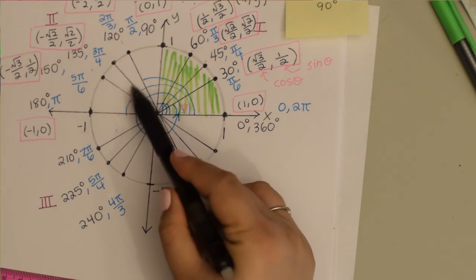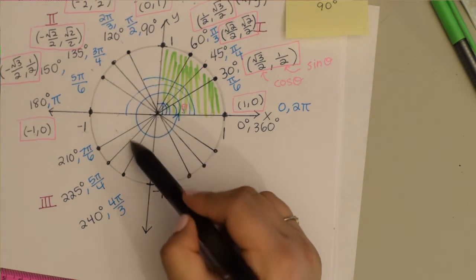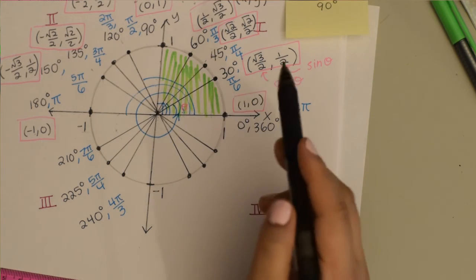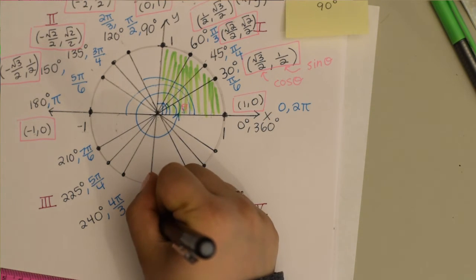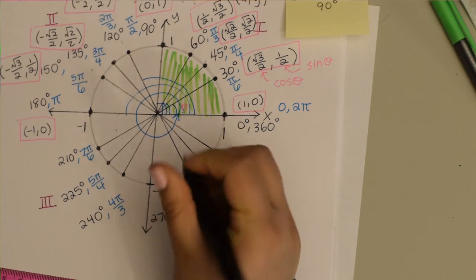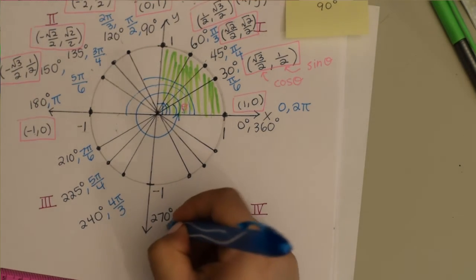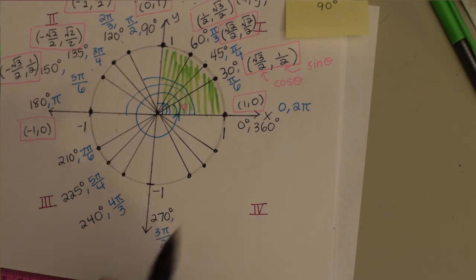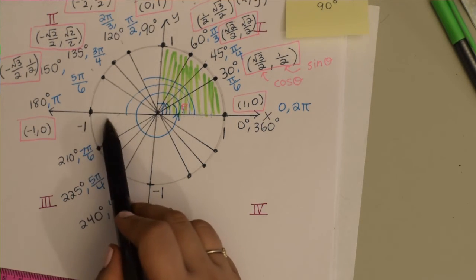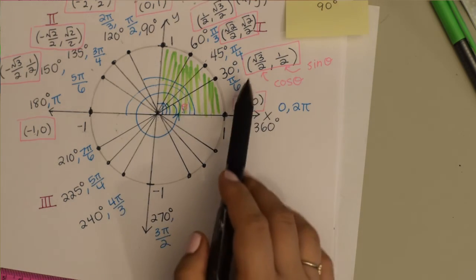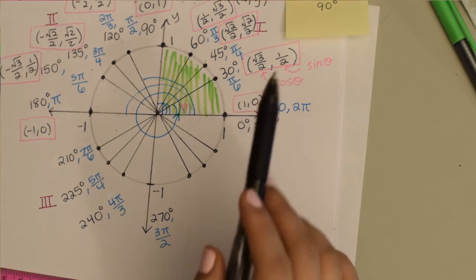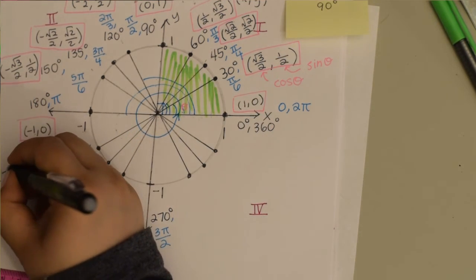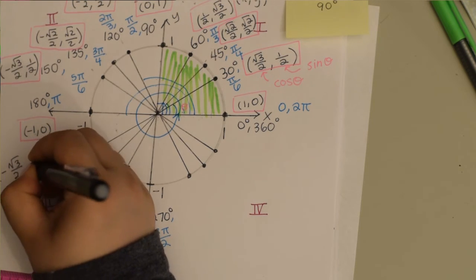This is 270 degrees, right? So we're 3/4 of the way all the way around. So 270 degrees is 3 pi over 2. And our coordinates are just going to be negative x, negative y. So it was root 3 over 2 and a half. So now it's negative root 3 over 2, negative 1/2.